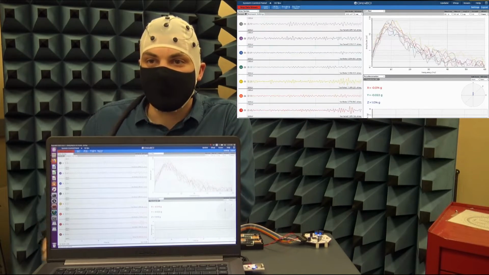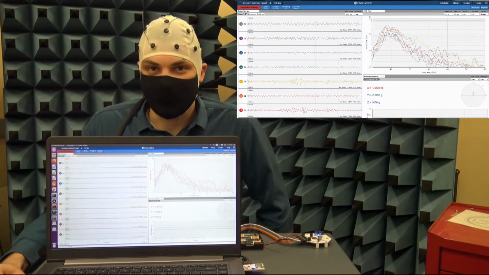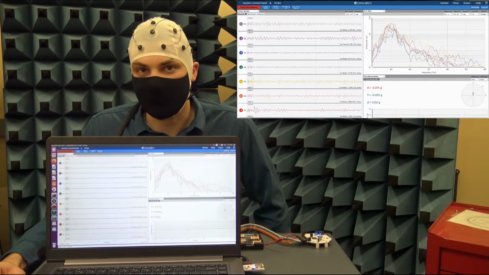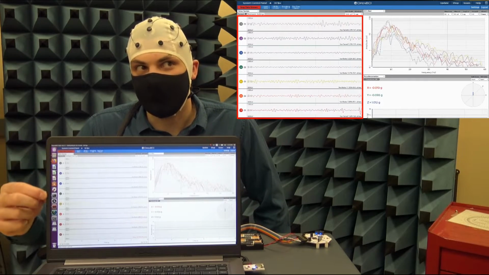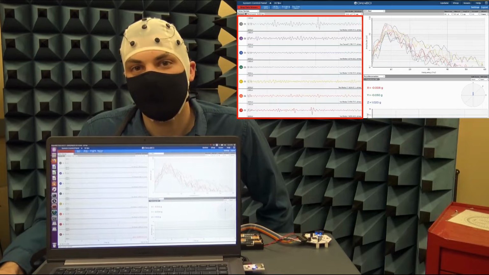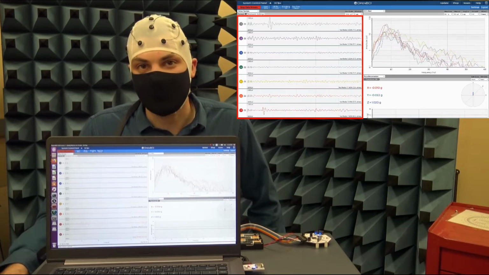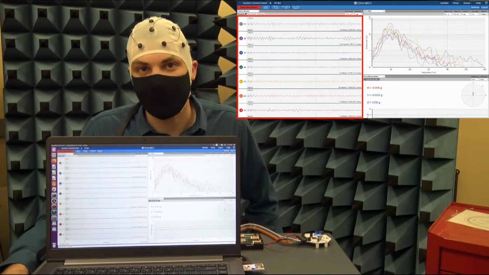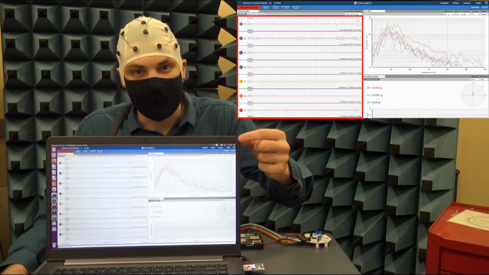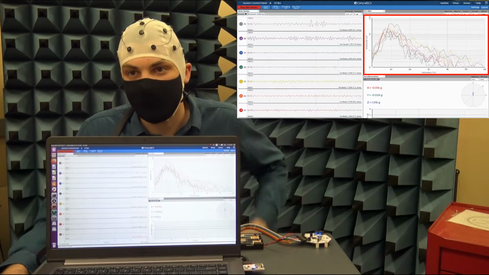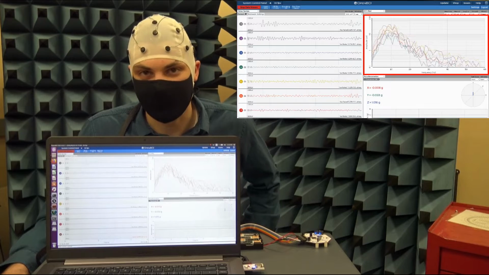On the computer you can see OpenBCI's graphical user interface for displaying these signals. On the left-hand side of the screen, you can see time series for each of these electrodes in use, and on the right side of the screen, you can see Fourier transforms of these signals.